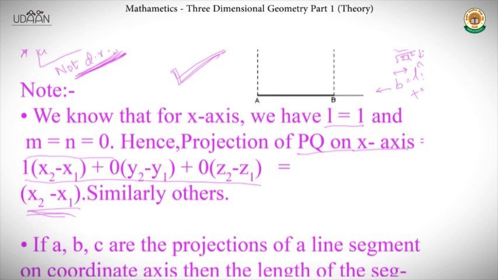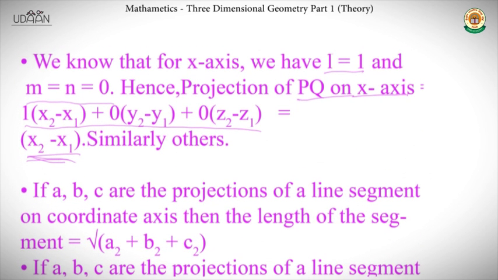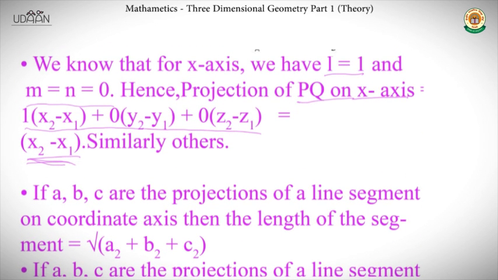Another point to be remembered is that if A, B and C are the projections of a line segment on the coordinate axes, then the length of the line segment is the root of A square plus B square plus C square. Sorry for the mistake here, it's actually A square plus B square plus C square.